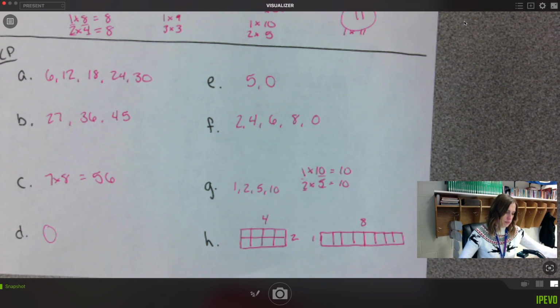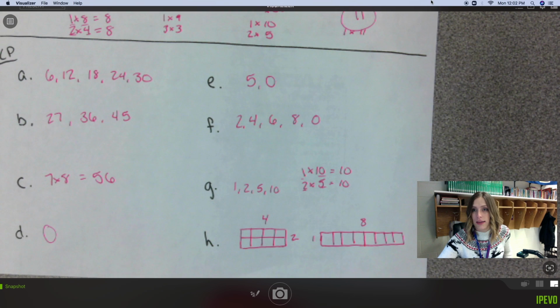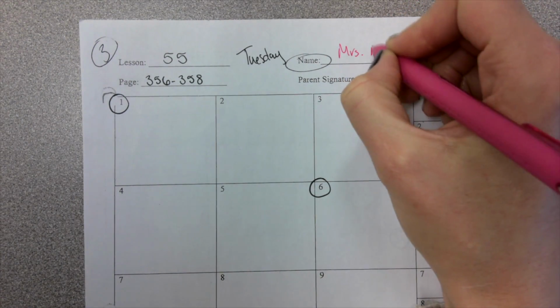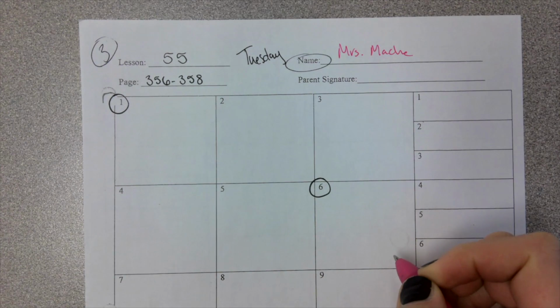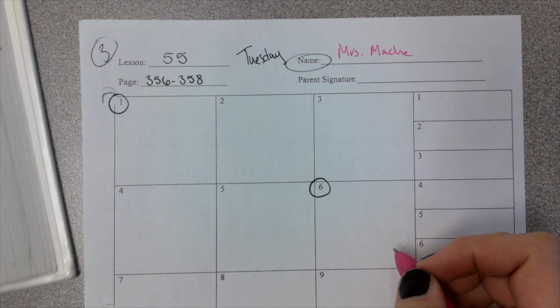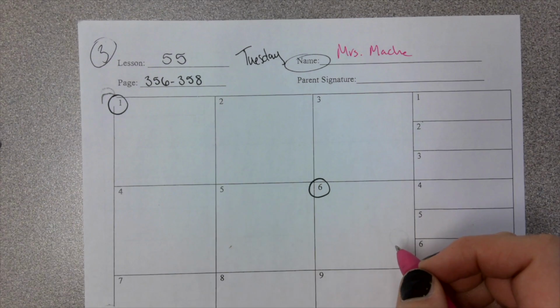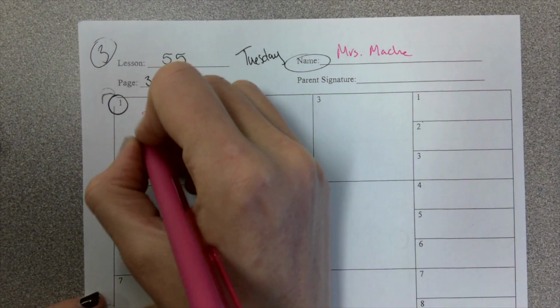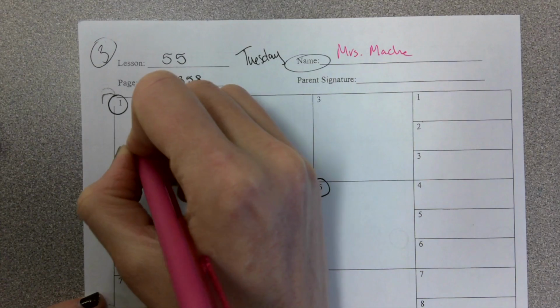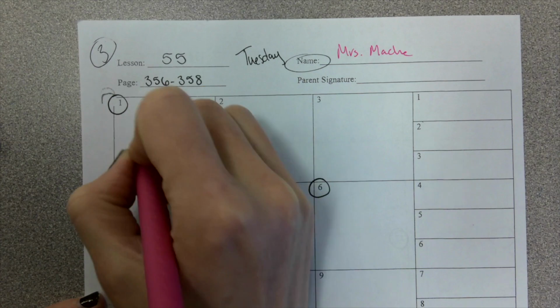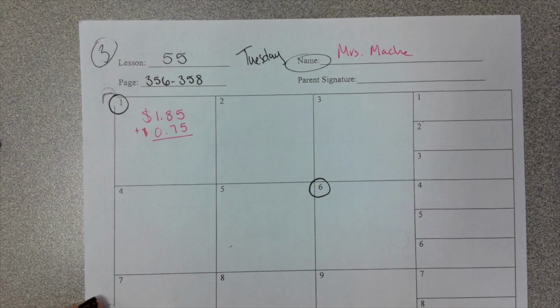Go ahead and put that back in your Tuesday folder, and let's get going on some problems together. At the top, number 1 says Framey bought a toy for $1.85 and sold it for 75 cents more. What price did he sell it for? So you've got to do $1.85 plus 75 cents more. Go ahead and add those up then.